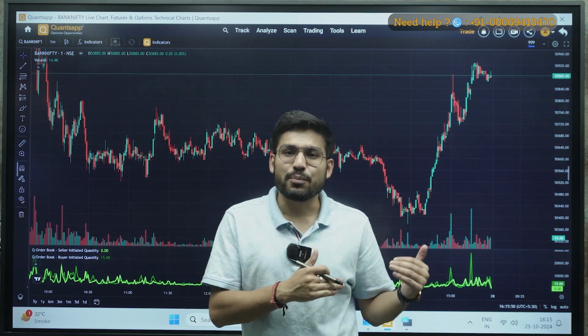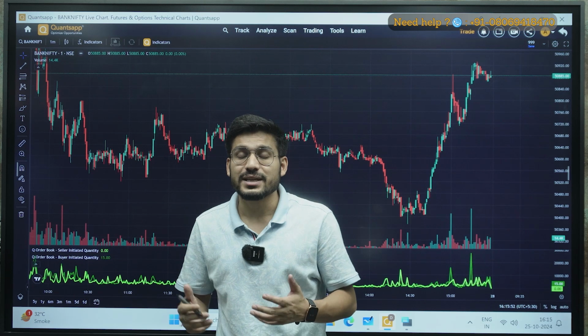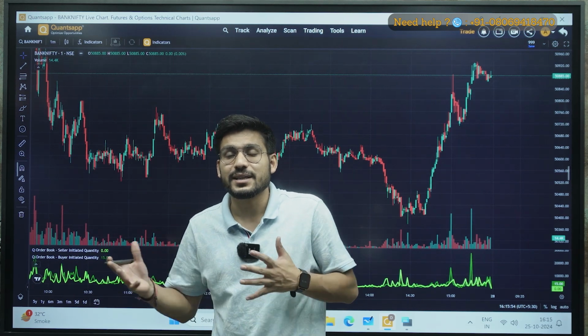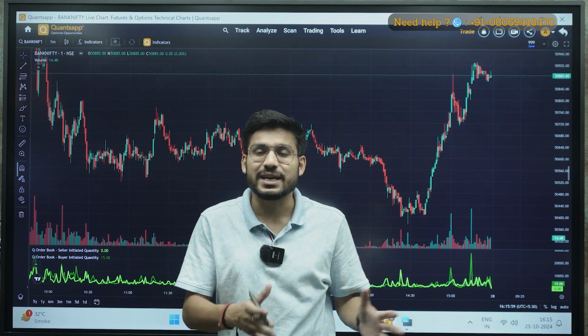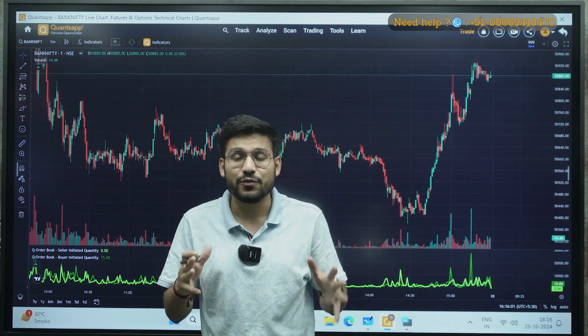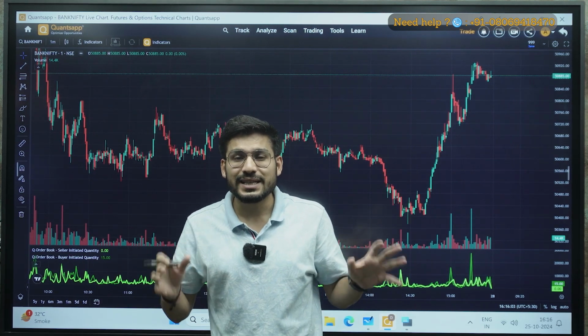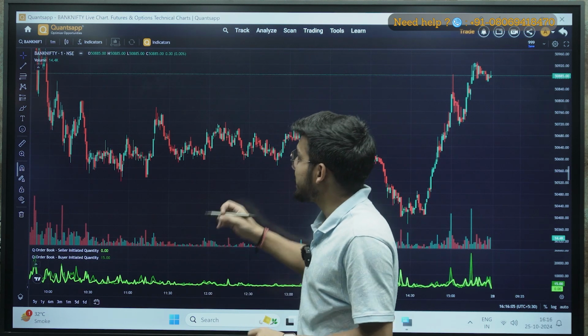At any breakdown of support, if the number of sellers is aggressive, or the number of sellers is greater than the number of buyers at that breakdown, then the breakdown will sustain in the market, right? That will not give you a fake breakout, right? We will see an example of that also, but first let's see.